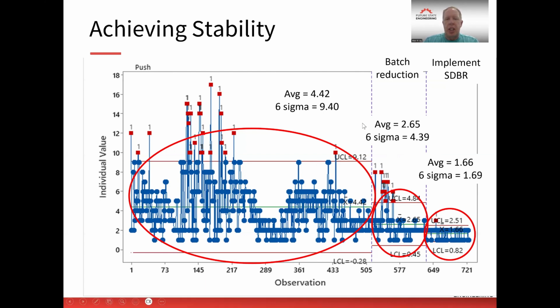So the batch size reduction was done. About a week and a half later, we implemented the SDBR, and we went from 4.42 average days of a work order through the system to 1.66. And then we reduced the standard deviation, 6 standard deviations, from 9.4 to 1.69. That's breakthrough improvement. So what's the implications for the customer in this case?